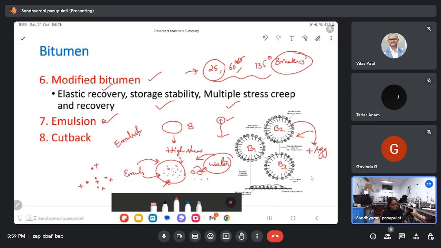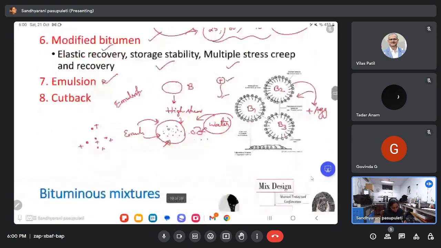How do we know? Initially, when I add the emulsifier and water, the bitumen looks brown in color. Once the breakage has happened, the water has evaporated, and all the bitumen is coated on the aggregate surface, the brown converts into black. We know black is only bitumen, and there is nothing else added. That is when we say that the emulsion has been broken. So this is one of the ways we reduce the viscosity.